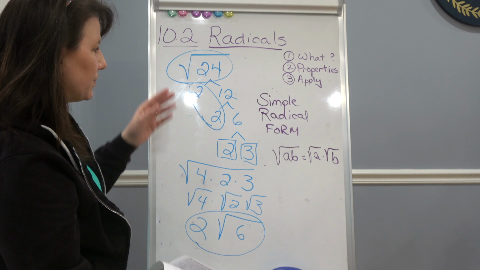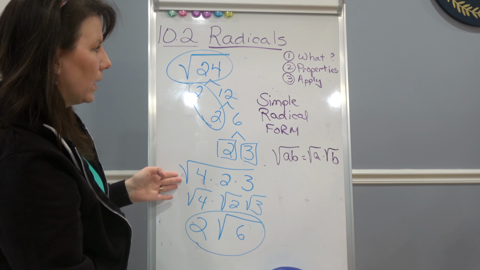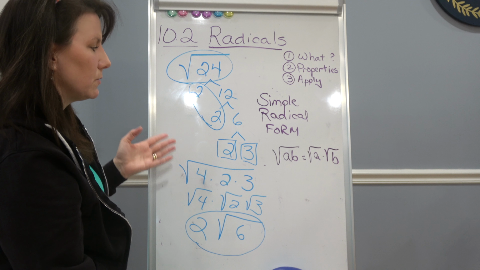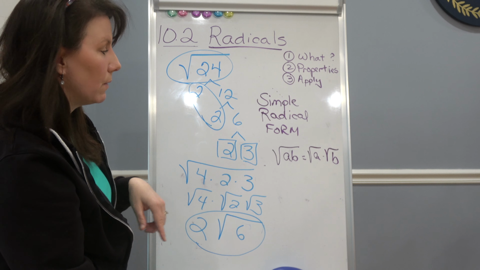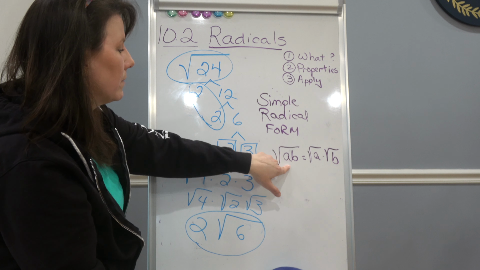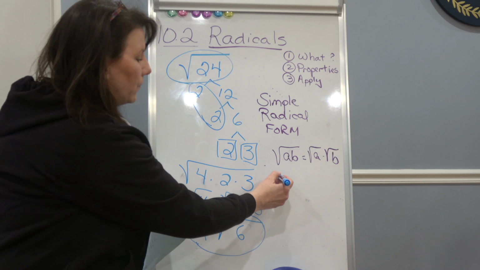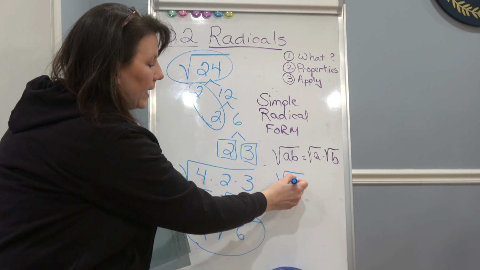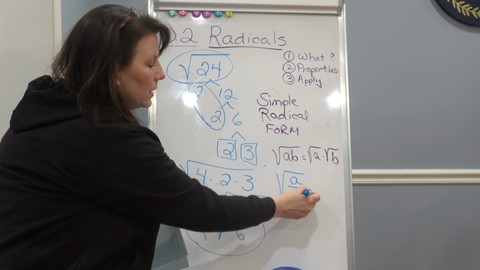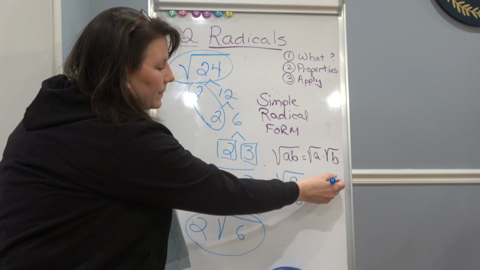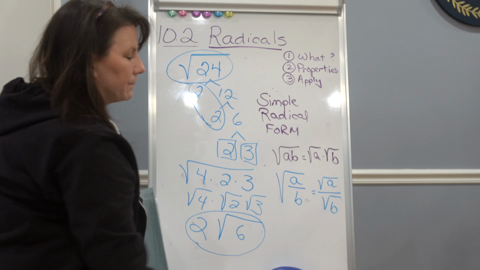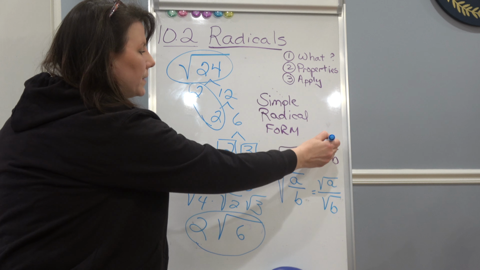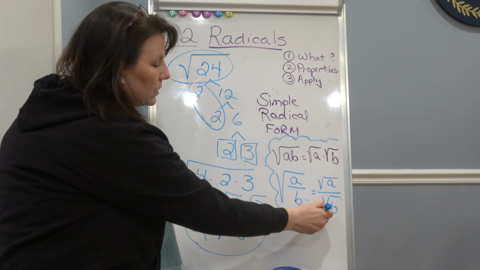Now we can simplify radicals, but we could also multiply them, and we could also divide them. So similar to this property for multiplication, if we had a problem where we had division, then we could separate them into the square root of a divided by the square root of b. Okay, so these are two properties that you'd want to have in your notes.